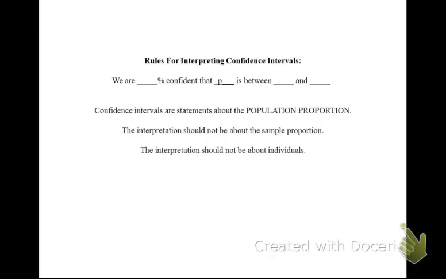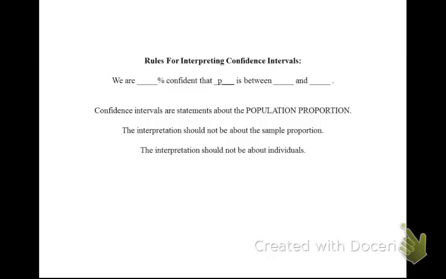Now that we understand how to create the confidence intervals, let's go over some rules for interpreting them. The general statement should read, we are blank % confident that p, stated in words, is between the upper and lower bound. Remember, confidence intervals are statements about the population proportion. The interpretation should not be about the sample proportion, and the interpretation should not be about individuals.